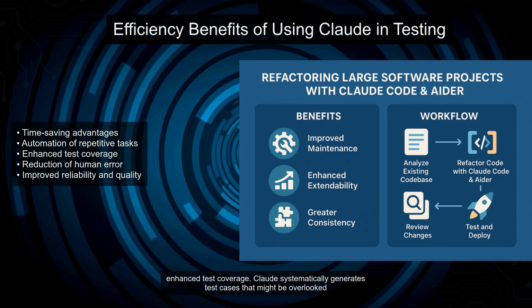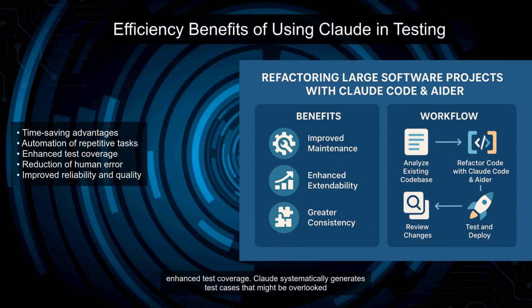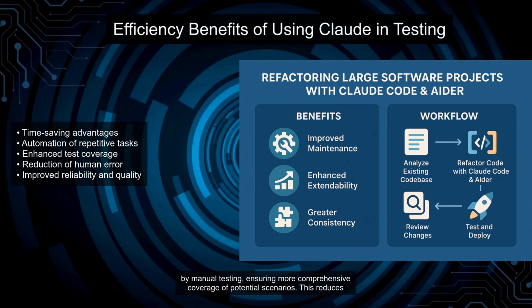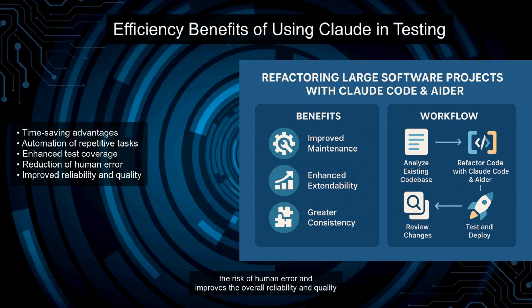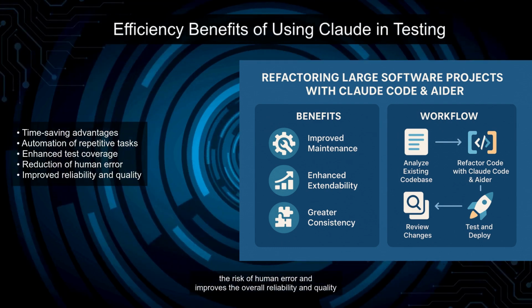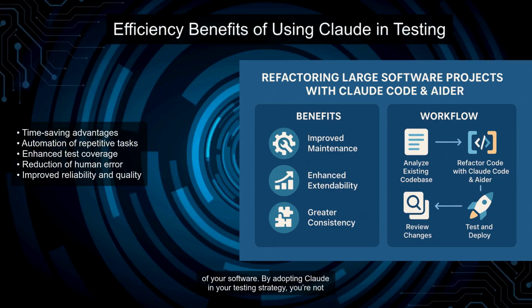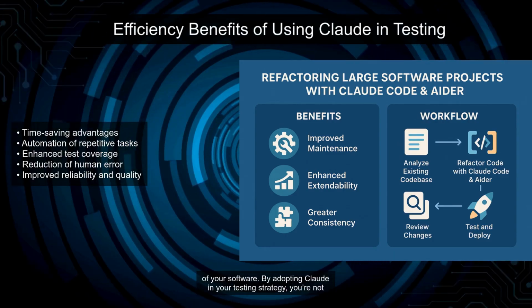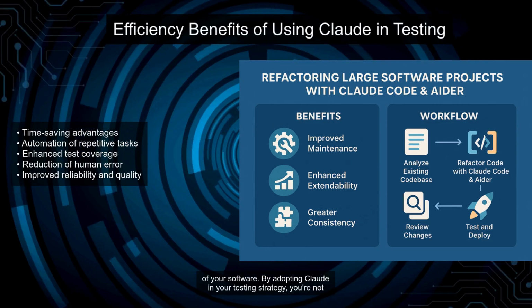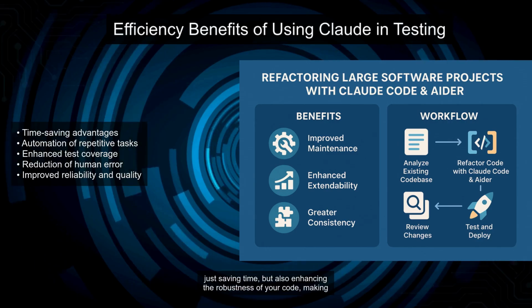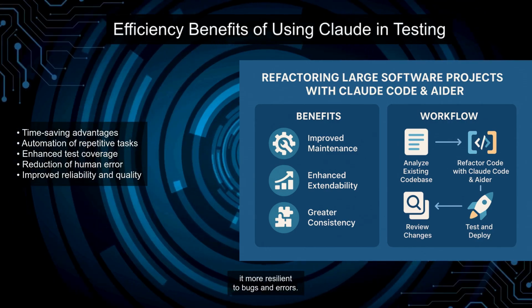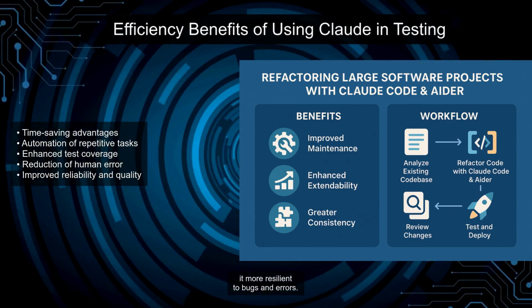Another key benefit is enhanced test coverage. Claude systematically generates test cases that might be overlooked by manual testing, ensuring more comprehensive coverage of potential scenarios. This reduces the risk of human error and improves the overall reliability and quality of your software. By adopting Claude in your testing strategy, you're not just saving time, but also enhancing the robustness of your code, making it more resilient to bugs and errors.